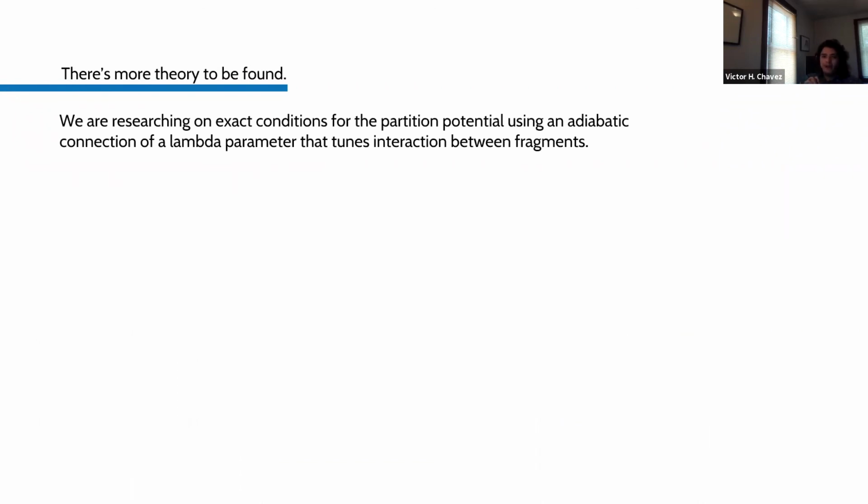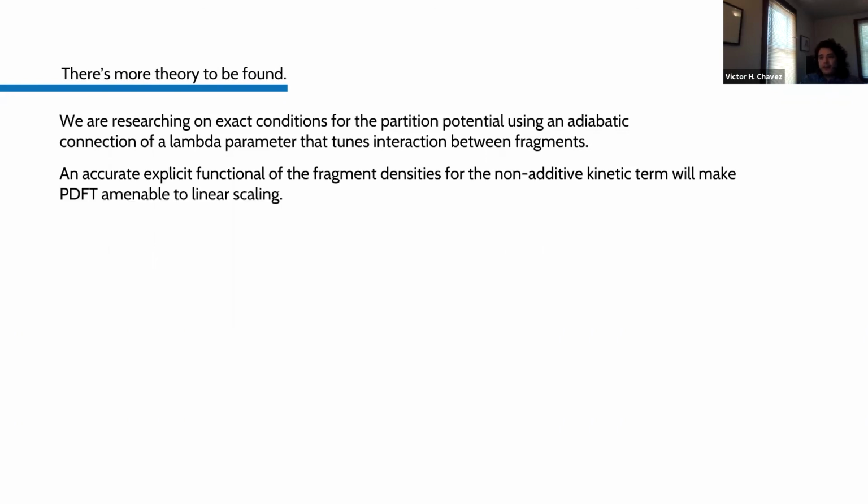So we're hoping that with the release of the adiabatic connection, we introduce a lambda parameter that tunes the interactions between fragments. Of course, we know that the adiabatic connection was able to gather many of the exact conditions that are used to systematically build better functional approximations. So we're hoping that this will accomplish that. And of course, we still need that kinetic functional.